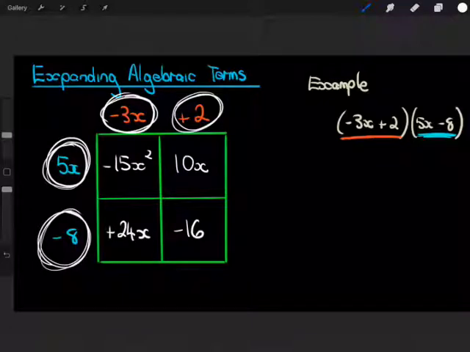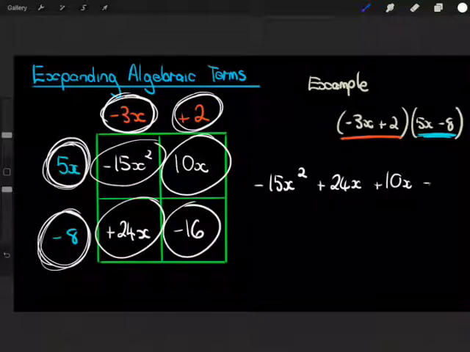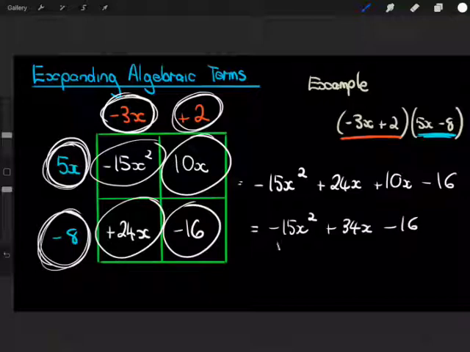So I'm going to write this down, the x squared term first, so it's going to be minus 15x squared. Now notice here we've got two like terms. There's two x terms here. 24x plus 10x. I'll write that down as plus 24x, then plus 10x, and then finally the number term on its own, which is minus 16. So if we now clean this up, it's minus 15x squared. 24x plus 10x is going to be 34x. So it's plus 34x and minus 16. And there we have it. There's our term fully expanded.